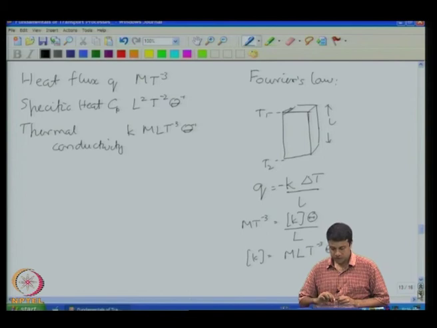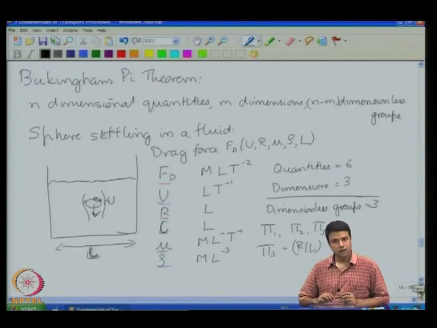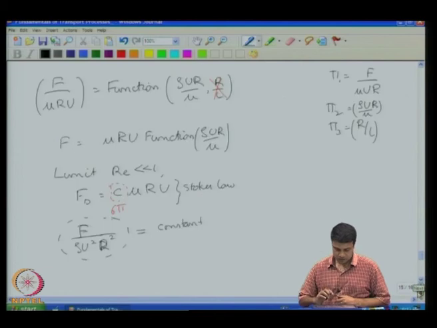And then we did a simple example where we looked at the drag force acting on a sphere, and tried to determine the dependencies of this drag force on various dimensional quantities using dimensional analysis. In this case, we had 6 quantities and 3 dimensions. Therefore, there are 3 dimensionless groups. One of these dimensionless groups was just a ratio of lengths. That was easy. We had to determine 2 others. And these 2 others we got as F by mu r u, which is the ratio of the force and the viscosity, velocity, and the radius of the sphere. The second one was the Reynolds number, rho u r by mu, ratio of inertia and viscosity.